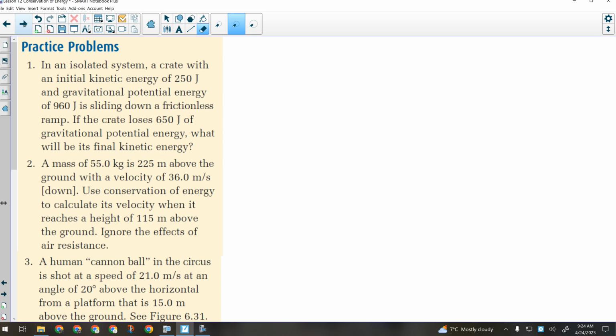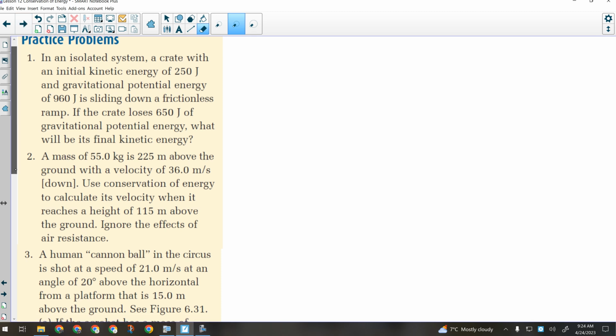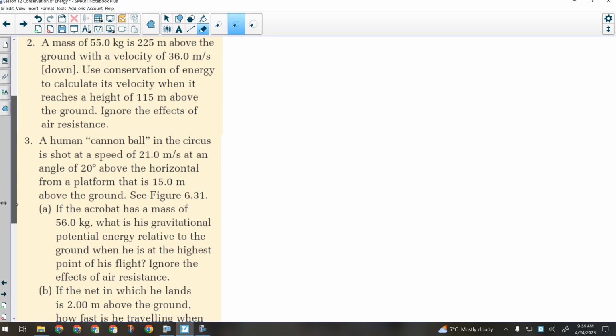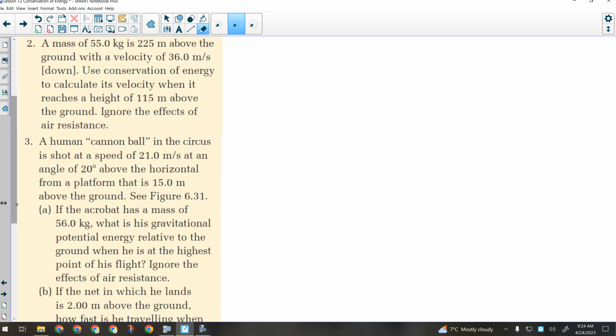I'd like you to try number 2 before we do number 3, because number 3 is going to involve us actually using a little bit of projectile motion stuff to help us out. So just try number 2 for now.